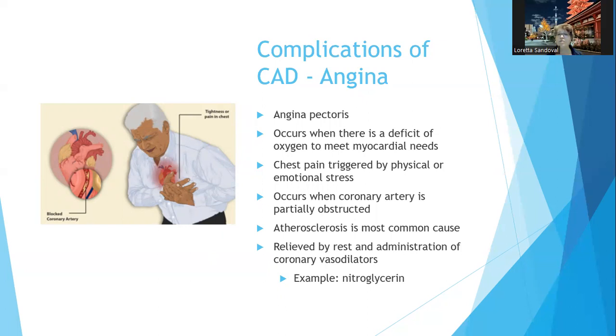It can be triggered by physical or emotional stress, like shoveling snow. When the coronary artery is partially obstructed, you're not getting enough oxygen to the myocardium to meet that increased need. Atherosclerosis is the most common cause of angina pectoris. It's relieved by rest and administration of coronary vasodilators. So the drug most used to acutely treat angina is nitroglycerin, and it's a vasodilator. So your coronary arteries are constricted, you take that and it dilates them, gets more oxygen to the myocardium.